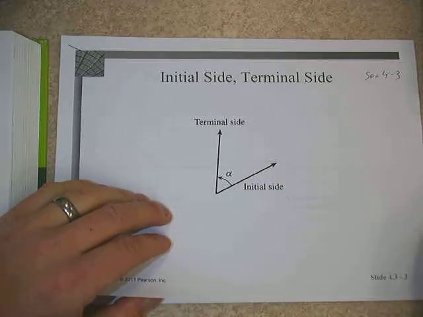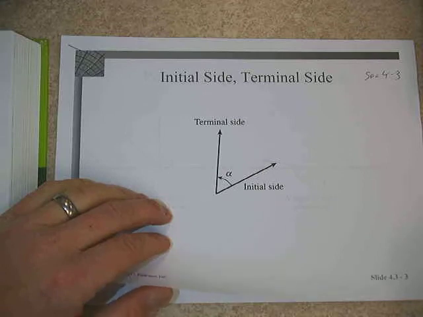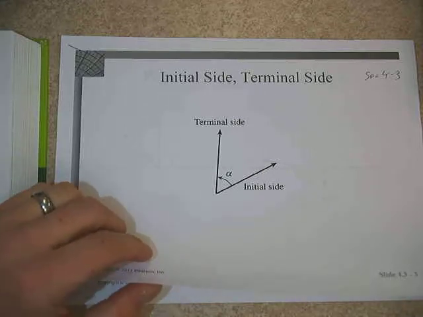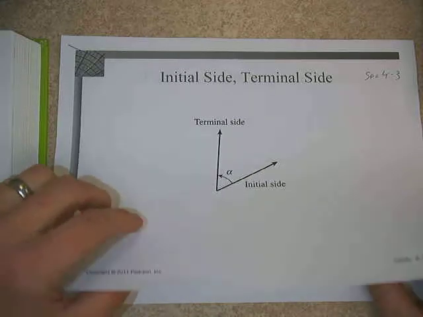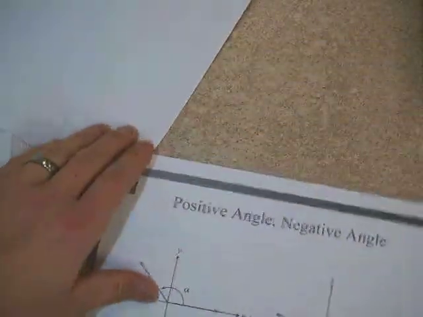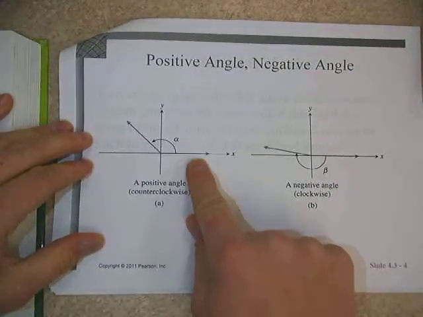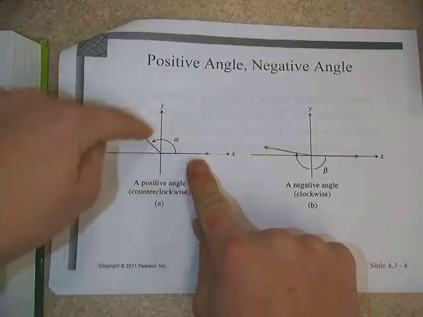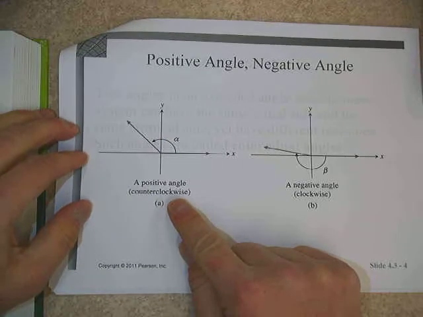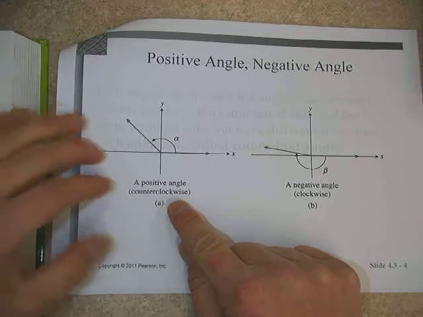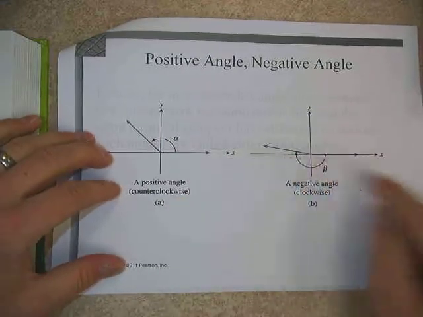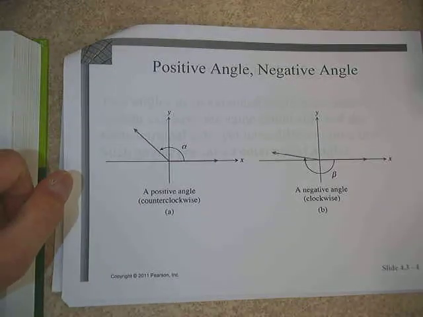Okay, the initial side is going to be where we're measuring from, and as we discussed on Friday, this is going to be the positive x-axis for us when we measure angles. So when we have a positive angle or a negative angle, a couple of key points there. If we measure again from the positive x-axis and we go counterclockwise, we consider that to be a positive angle. And if we go clockwise, we consider that to be a negative angle.